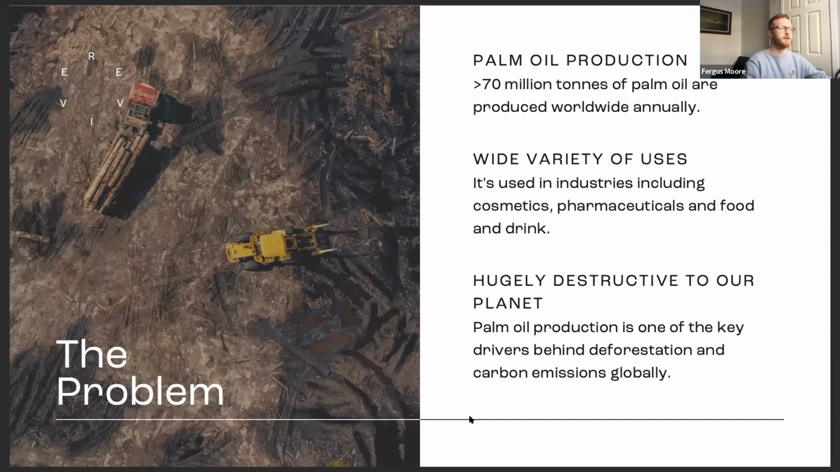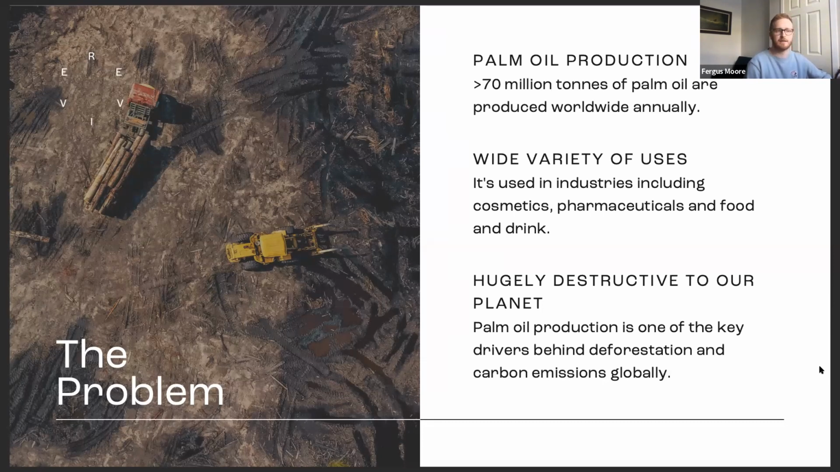To kick off, I'll start with the problem that we're looking to tackle, and that is palm oil. Over 70 million tonnes of palm oil are produced worldwide every year. It's mostly in places like Malaysia and Indonesia. It's used in a wide variety of different products and industries, from cosmetics to pharmaceuticals, food and drink, cleaning products. The chances are, unless you're very, very particular about what you buy, there will be products in your house that contain palm oil right now. However, it's also hugely destructive to our planet, unfortunately. Palm oil production is one of the key drivers behind deforestation and the carbon emissions associated with that globally.